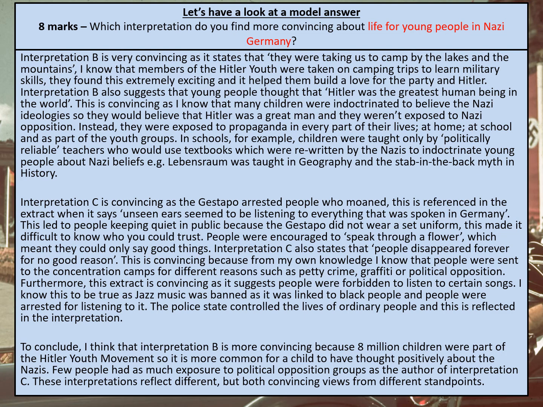To conclude, I think that interpretation B is more convincing because 8 million children were part of the Hitler Youth movement, so it is more common for a child to have thought positively about the Nazis. Few people had as much exposure to political opposition groups as the author in Interpretation C. These interpretations reflect different but both convincing views from different standpoints. So I hope that makes sense in terms of how I've tried to use information that I know about, from my knowledge to support each of the different points that are made from the text.